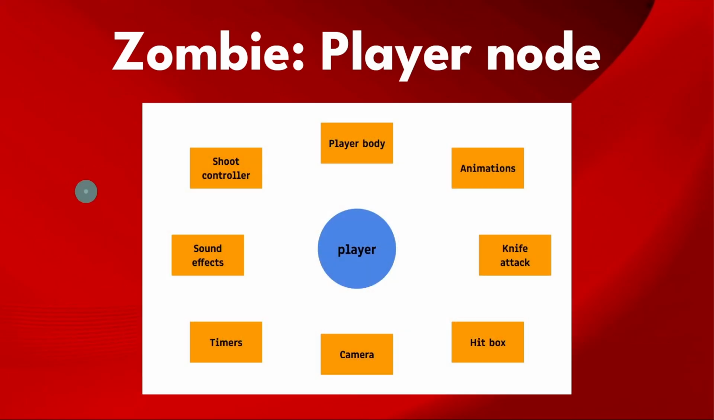This here represents the majority of the nodes we're going to add to the player. Starting off on the top left, we're going to create a shoot controller. We're going to have a specific script on this node that's going to be responsible for controlling all the shooting functionalities, such as aiming, spawning in new bullets, and of course reloading. The next node we're going to create is the player body. The player body is going to house everything that makes the player visible, such as the animations, specific attacks, and new weapons.